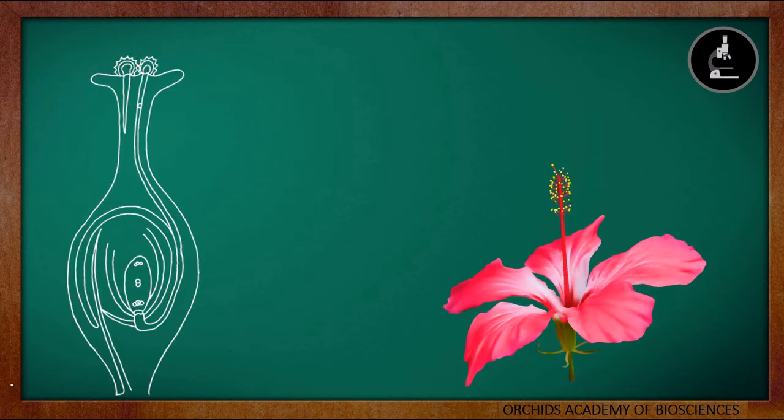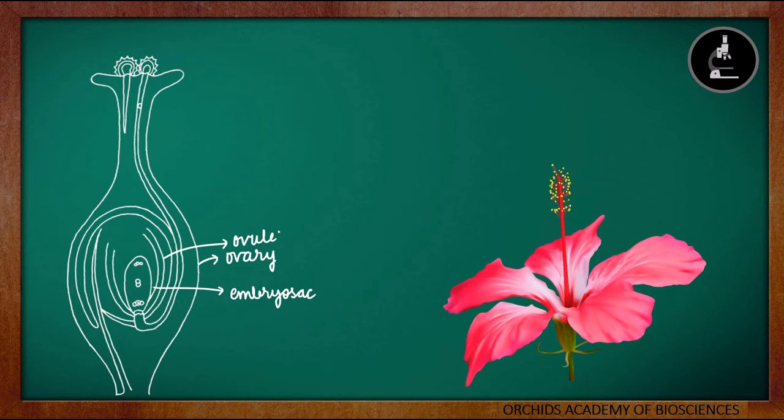Now let us discuss what are the changes after the process of fertilization, or the post-fertilization changes or events in a flower. After the male and the female gamete have fused to form the zygote, let us see the various other processes which occur. We know that this structure is called the ovary, and inside the ovary there is the ovule, and finally inside that there is the embryo sac.